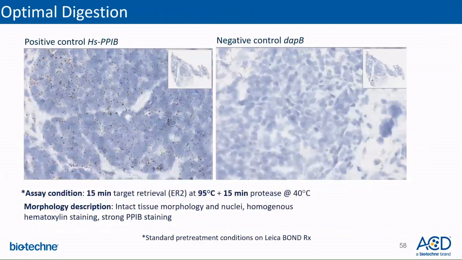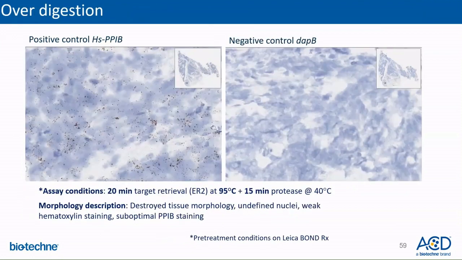This slide shows optimum digestion of a tissue fixed per ACD's protocol recommendation and treated with standard pretreatment conditions. PPIB staining is strong, while the DapB negative control is clean. Tissue morphology is intact, and hematoxylin staining is homogeneous.